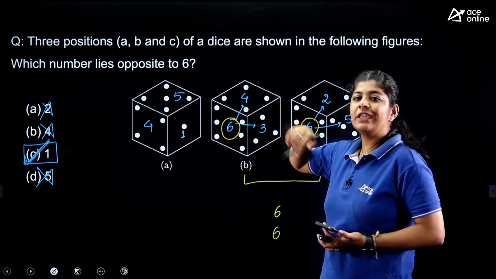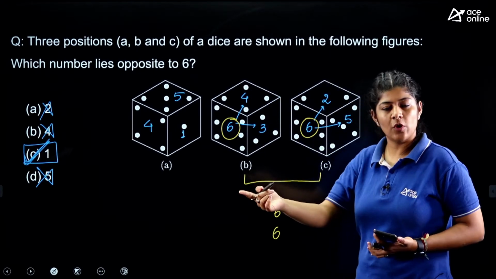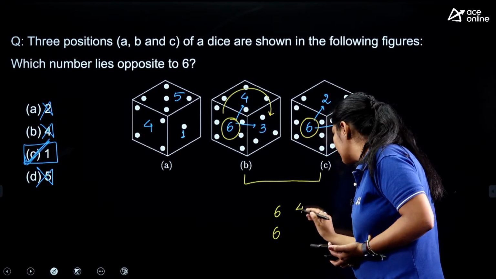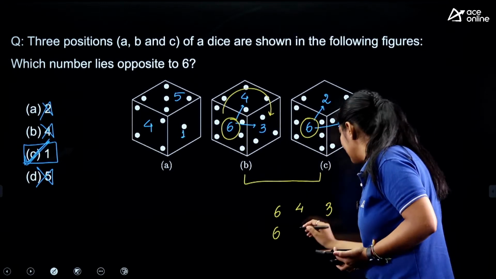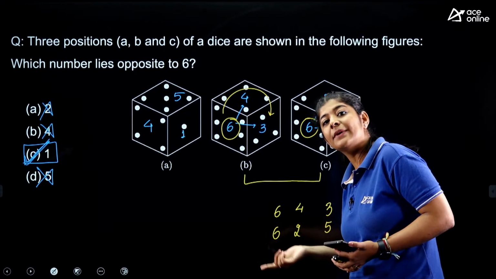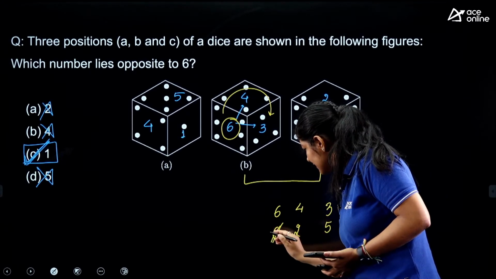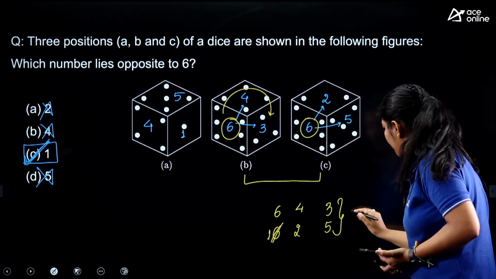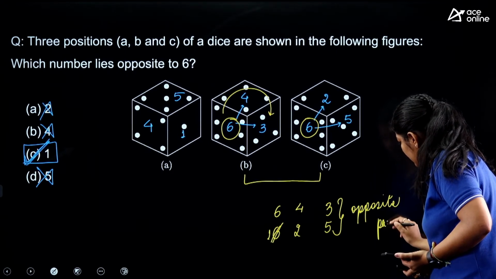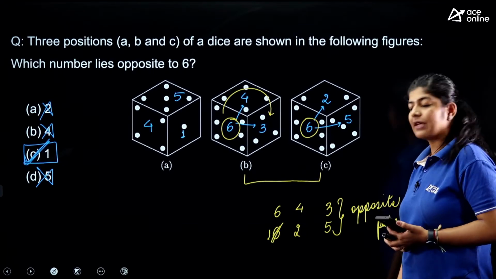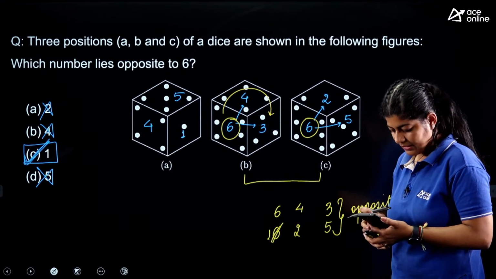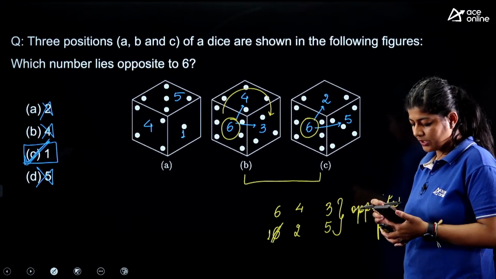Now I move either in the clockwise direction or in the anti-clockwise direction. Right now I'm moving in the clockwise direction. So here the numbers that I have got are 4 and 3, and here I got 2 and 5. Now I'll replace the common or repeated number with the number we are left with. So this 6 is replaced by 1, and these are my opposite pairs. Is it clear? The correct option over here is option number C.